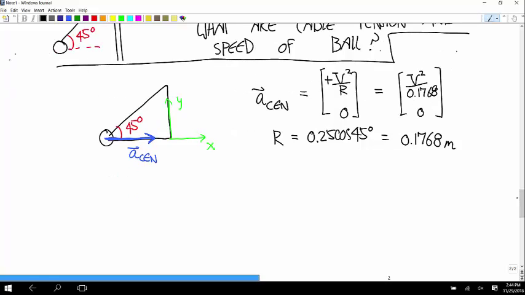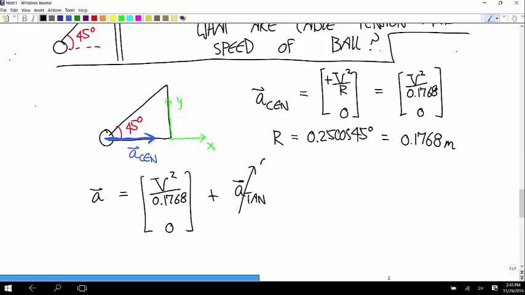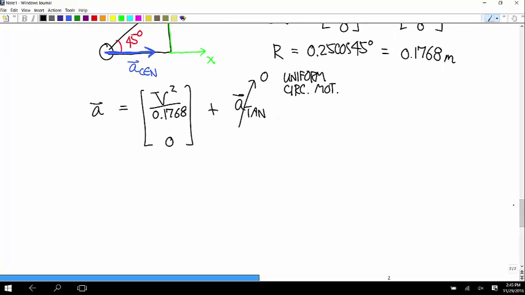What about the tangential acceleration? It's 0 in every one of these kind of problems. So the total acceleration is v squared over 0.1768, 0 for y, plus the tangential, which is 0, because it's uniform circular motion. What's the next step? Yep. So free body diagram of the ball.